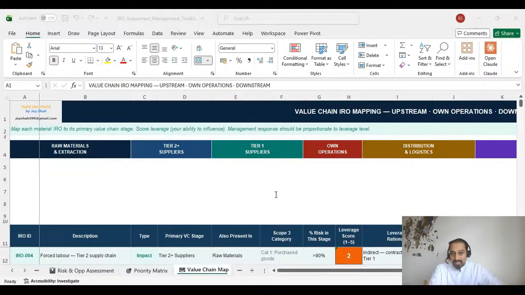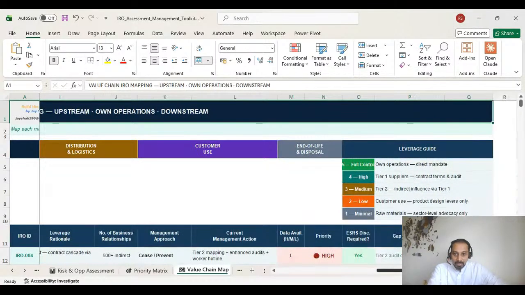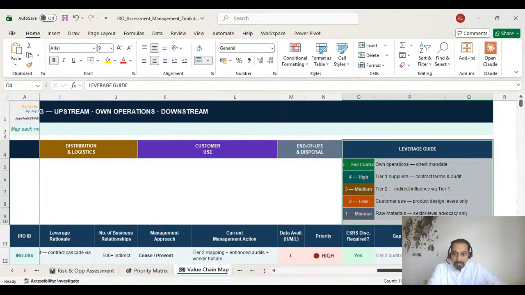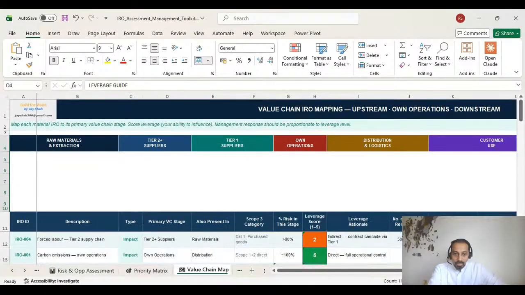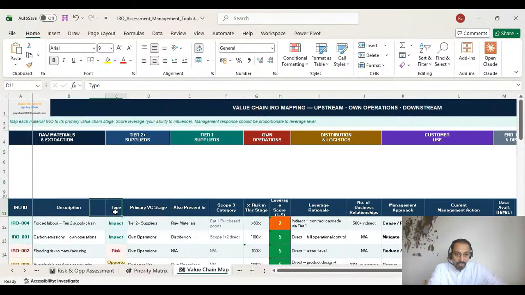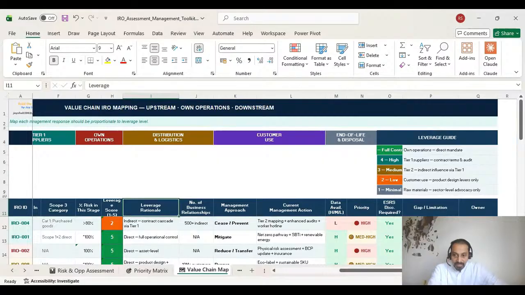So data availability and gap analysis columns can be shown for those types of requirements. Here you can see the leverage guidance, and overall, it's showing you the descriptions, primary value chain stage, scope 3 categories, leveraging rationale, and management approach. That is very important to understand the value chain mapping for the IRO assessment.